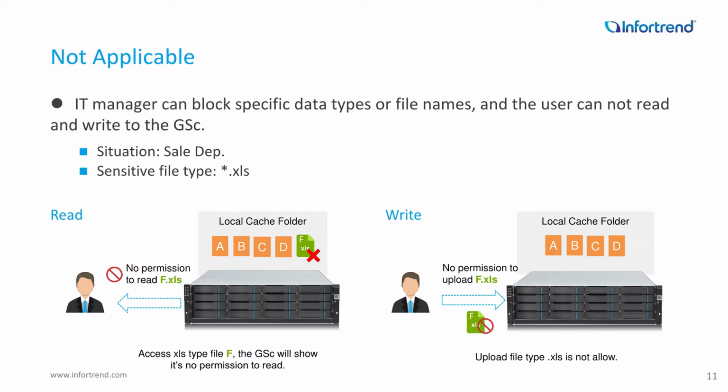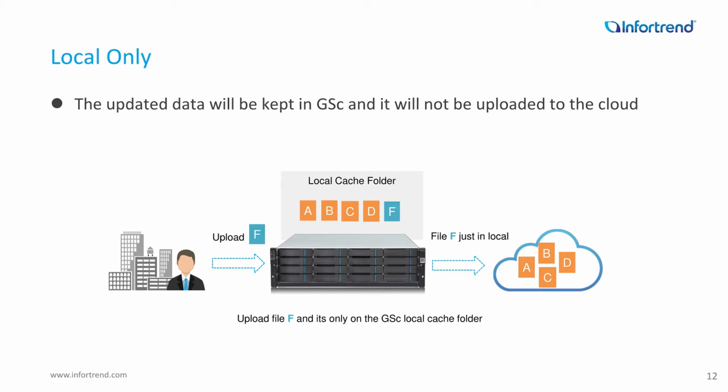Sixth, the non-applicable policy. This policy is used to restrict users from reading or writing some specific files, no matter if they are stored locally or in the cloud. Some archived sales data may need this policy for protection. Seventh and last, the local-only policy. This policy allows you to set a condition that in a cache folder, you happen to have parts of temporary data which won't be uploaded, allowing you to save cloud space and internet outbound bandwidth.